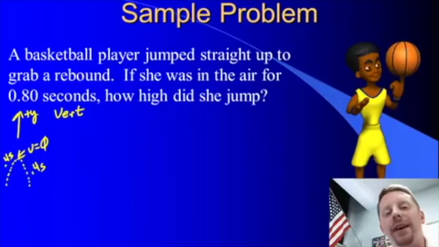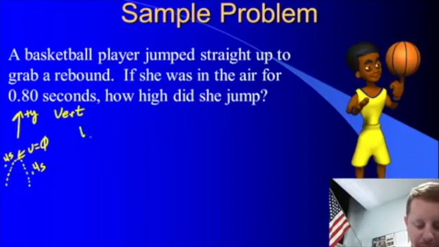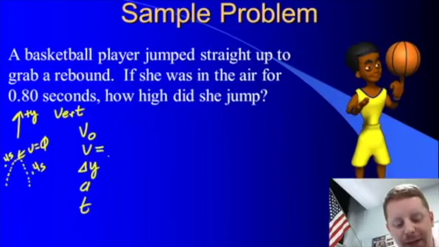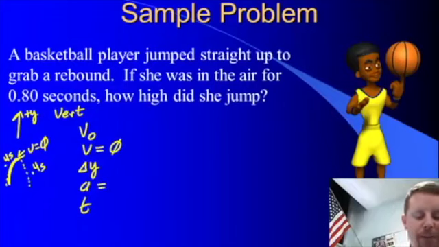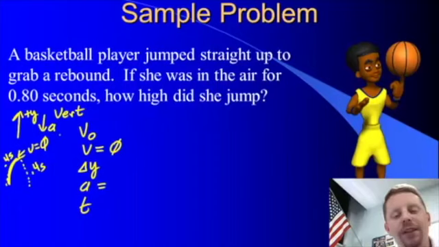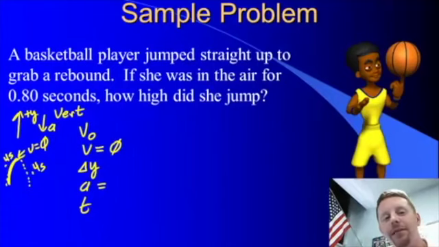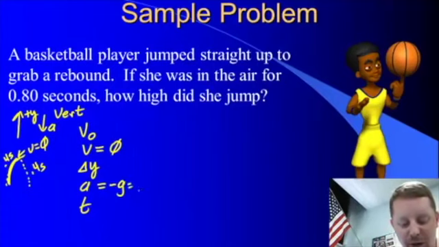Let's analyze the motion of the basketball player on the way up only. Well, for a vertical motion table, we have v naught, v, delta y, a, and t. We don't know the initial velocity, but our final velocity, if we're looking at just the motion on the way up, we can say that that's 0. Acceleration, if we called up the positive direction, acceleration points down. So positive y is this way, acceleration is that way. They're in opposite directions. Therefore, the acceleration must be negative g, or negative 9.8 meters per second squared.